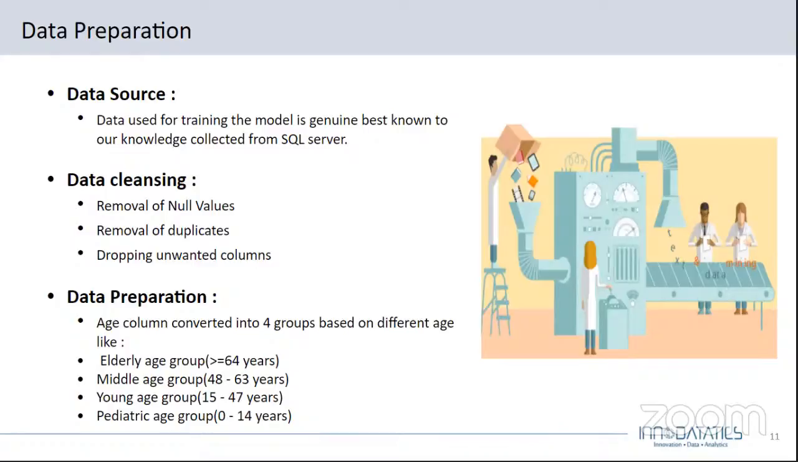In the given raw data, there are so many columns. Some of the columns which are irrelevant with respect to mortality risk are removed. Null values and duplicate values are removed.